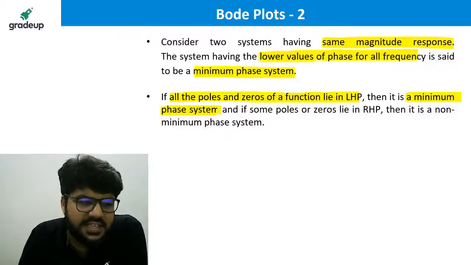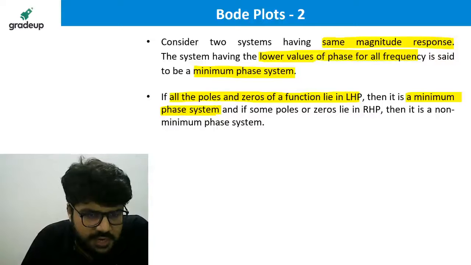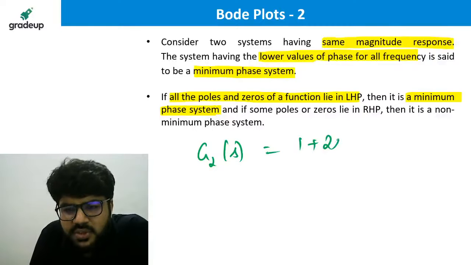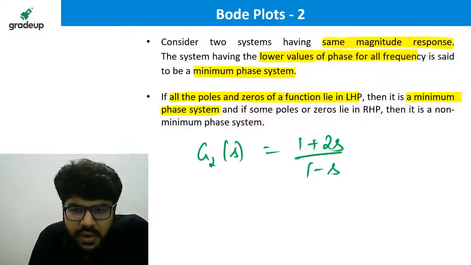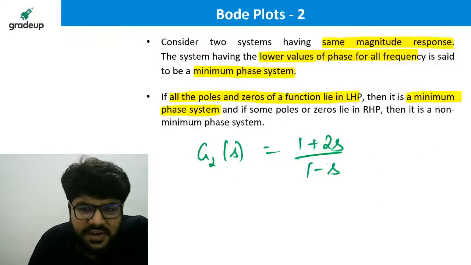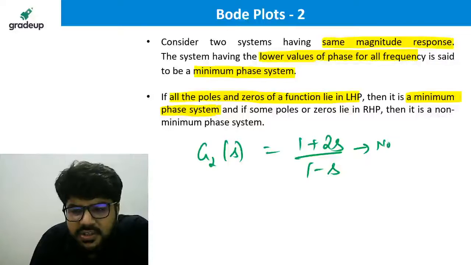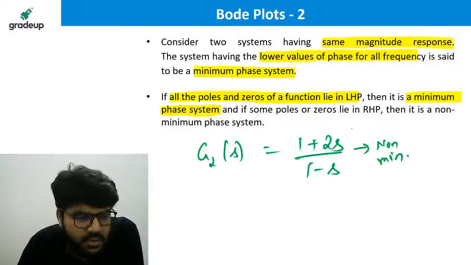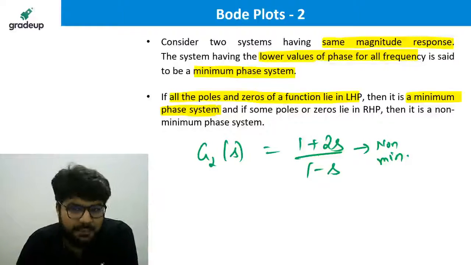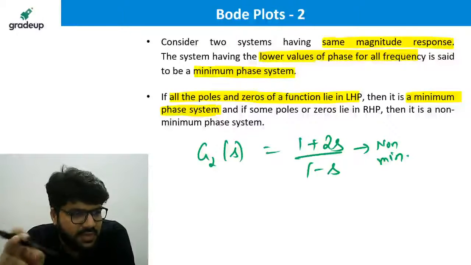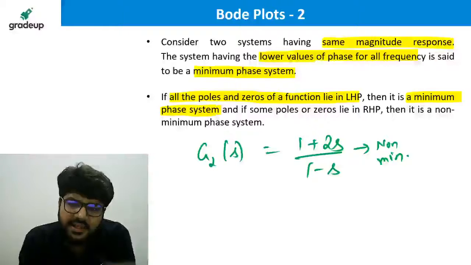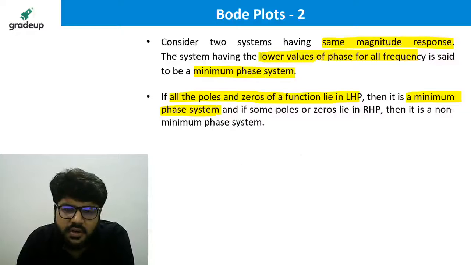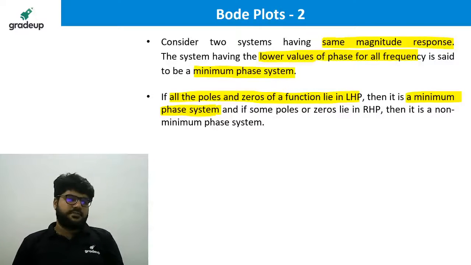Yes, Anjana, even if an RHP pole is there, suppose, let me write down that example. Suppose I had taken the example G2(s) as (1 plus 2s) upon (1 minus s). Here it was (1 minus s) upon (1 plus s). If I take (1 plus 2s) upon (1 minus s), that is also a non-minimum phase system. But why didn't I consider it? Because the system itself becomes unstable, so no need to analyze the unstable system. But mathematically speaking about minimum and non-minimum phase only, this will be non-minimum. For minimum phase, all the poles and zeros are in LHP, and even if a single pole or zero is in the RHP, that is said to be non-minimum phase.